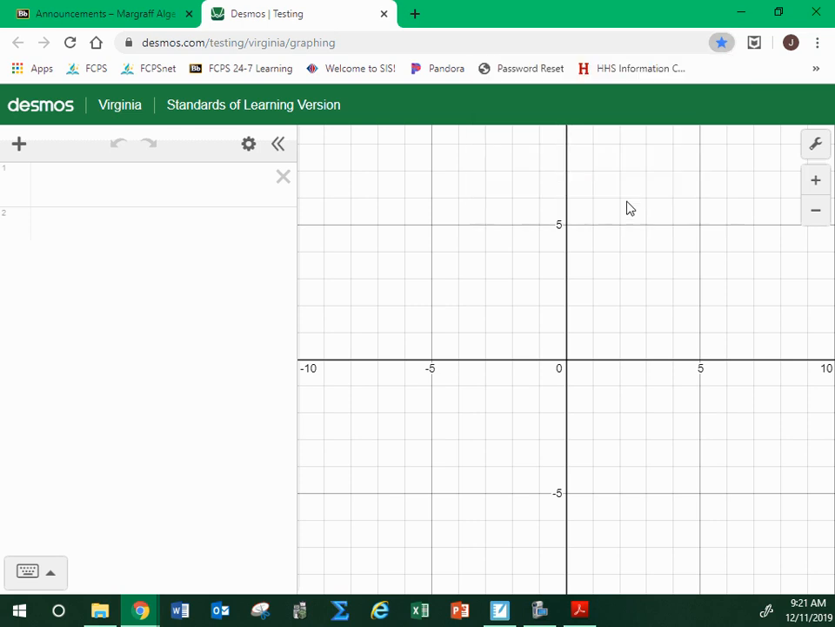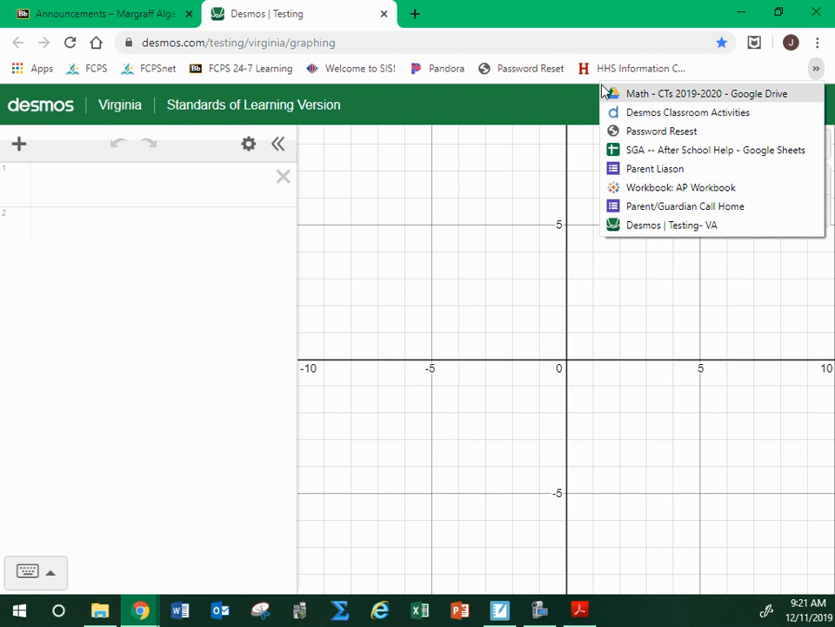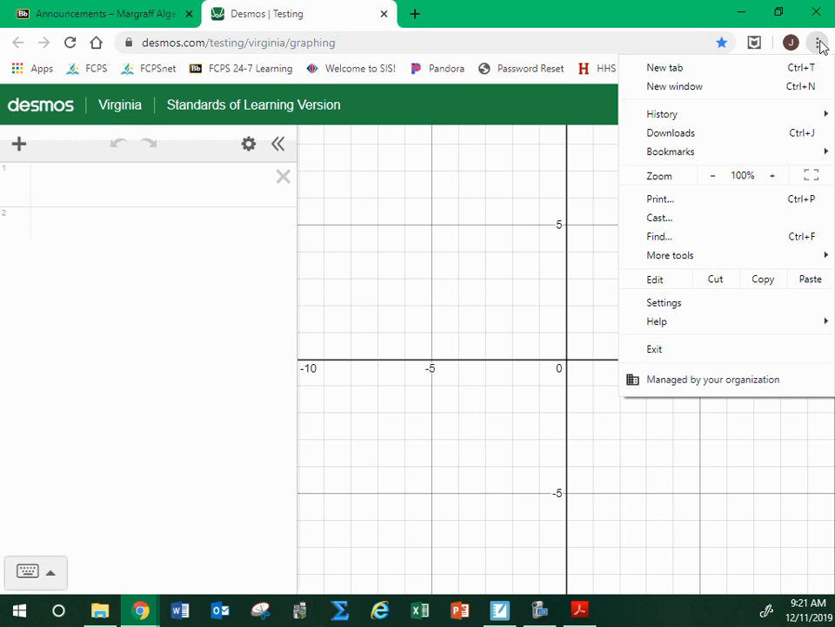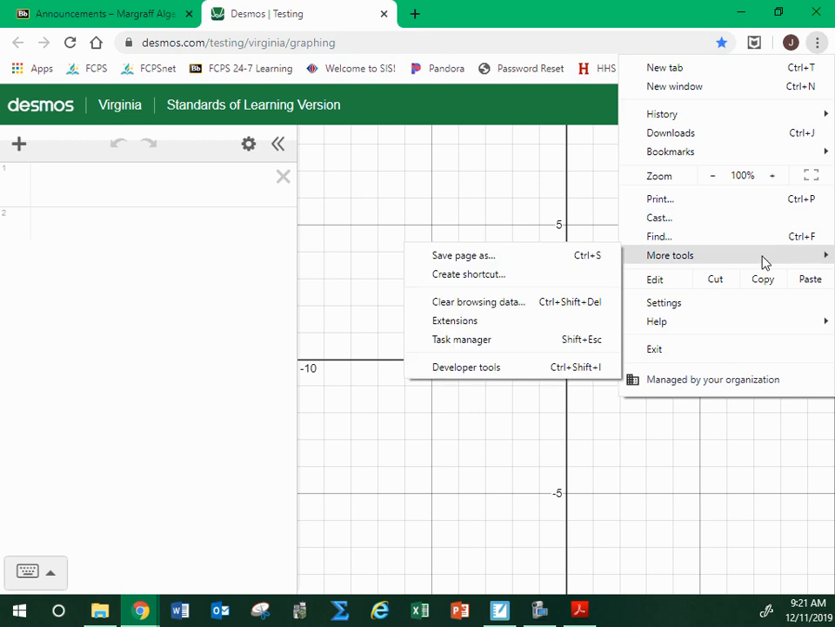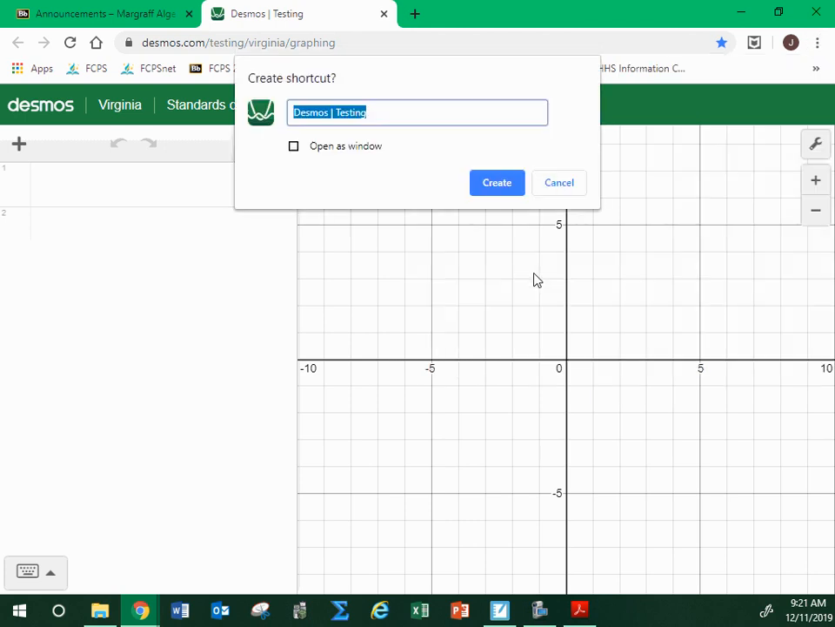So that way, you would have yours listed up here. I have a few too many bookmarks and lines listed on here. But that makes it a little bit easier for you to find it so you don't have to go to Blackboard every single time. The other thing, too, that you can do is that you can create a shortcut for it. So if you hit the three little dots, and then More Tools, and click Create Shortcut.